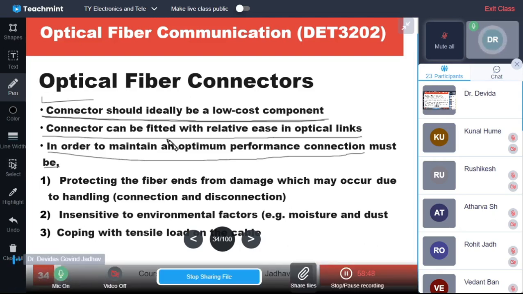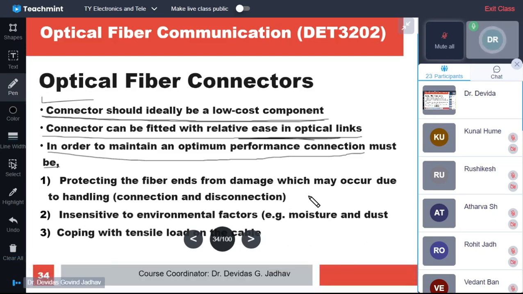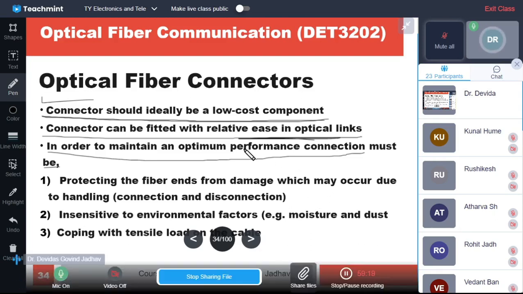The connector can be fitted with relative ease in the optical link because it is not used in the laboratory. It is repeatedly mounted and demounted in the field, because the fibers are in the field. That's why there is repeated connection and disconnection, mounting and demounting. So it should be done with relative ease on the optical links.